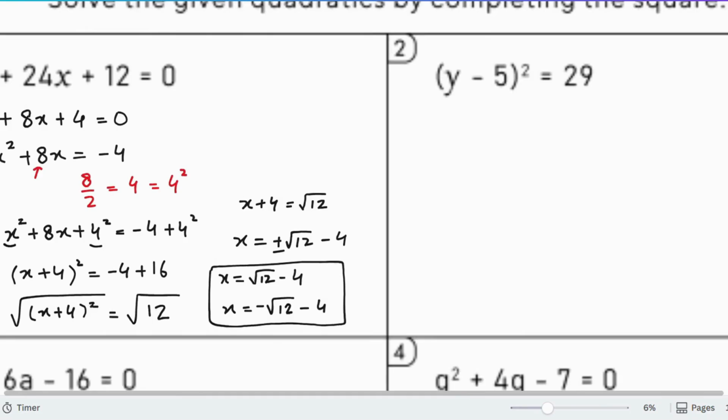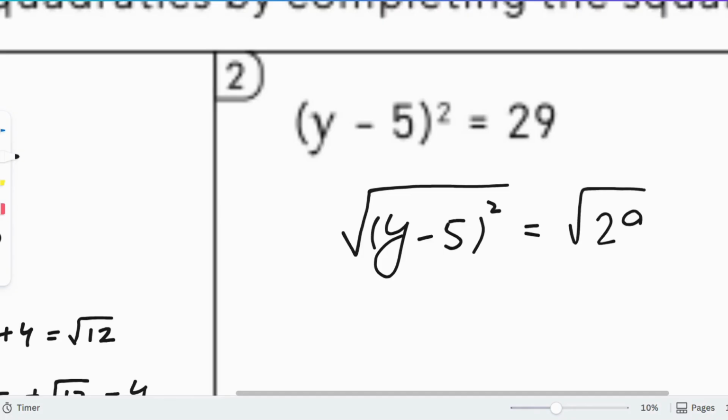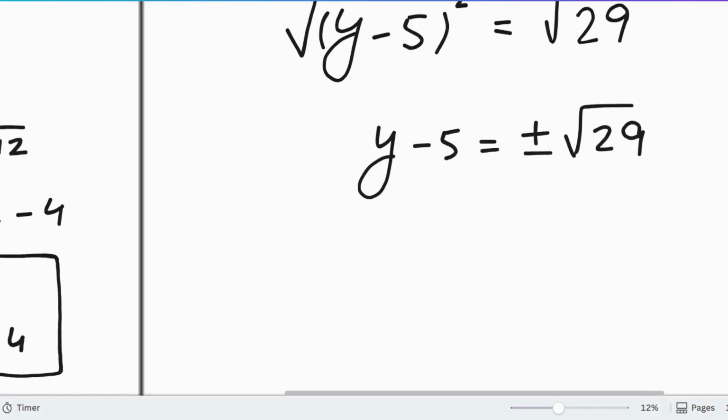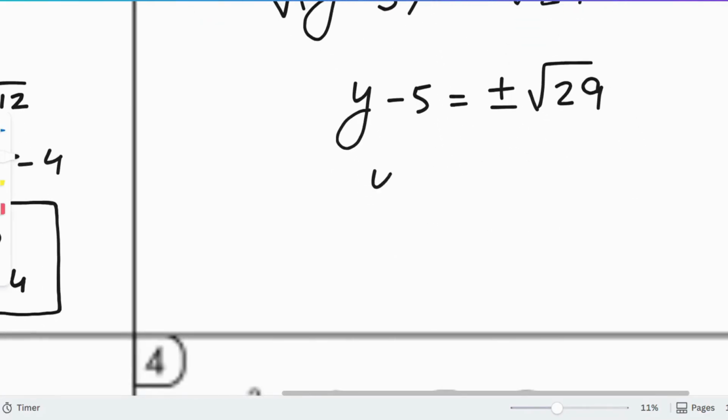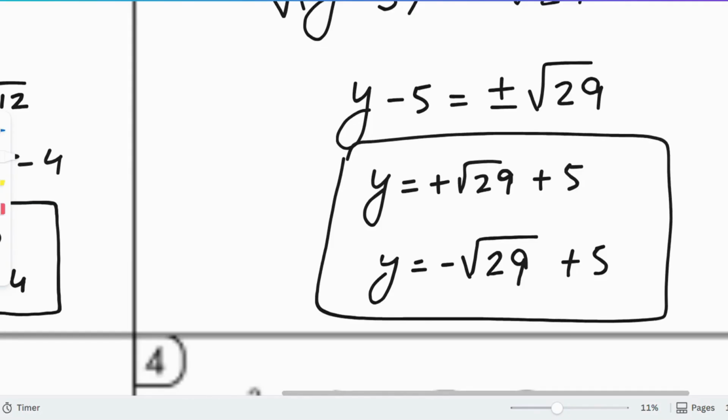Now after that, I will be moving towards the second question real quick. This is already y minus 5 whole square equals 29, right? For this one, I will simply take radical on both sides. Y minus 5 equals plus minus radical 29, right? If I further simplify it, it will become y equals radical 29 plus 5 and y equals minus radical 29 plus 5. So these two are the solutions of the second question that we have got.